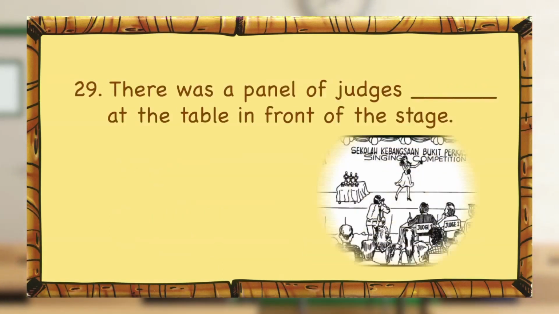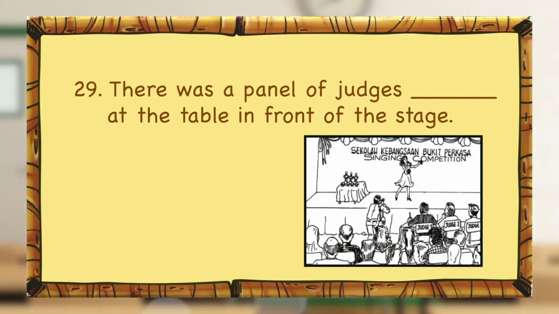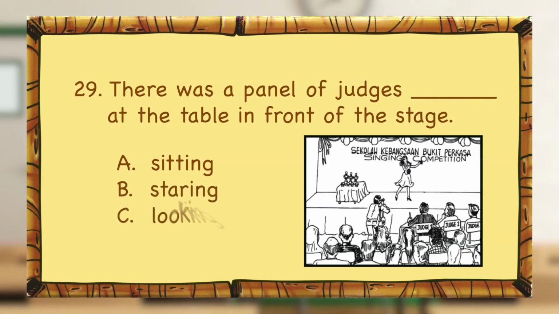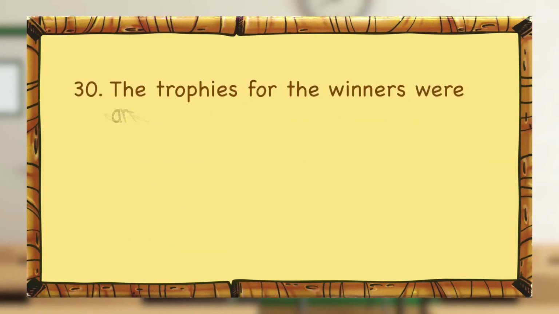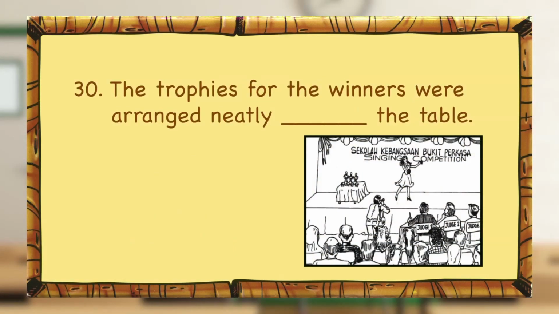Number 29. There was a panel of judges at the table in front of the stage. The options given are A. Sitting, B. Staring, C. Looking, and D. Standing. The answer for this question is very obvious too, because the judges were sitting down in the picture. So the answer is definitely A. Sitting.